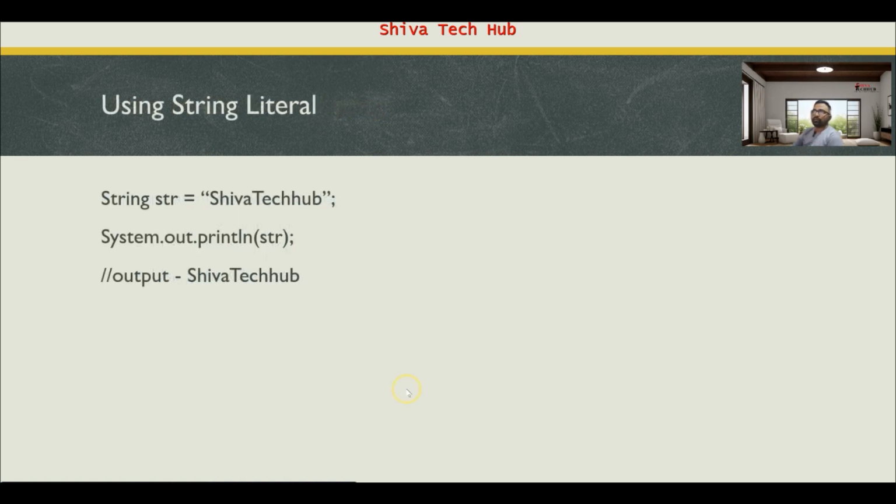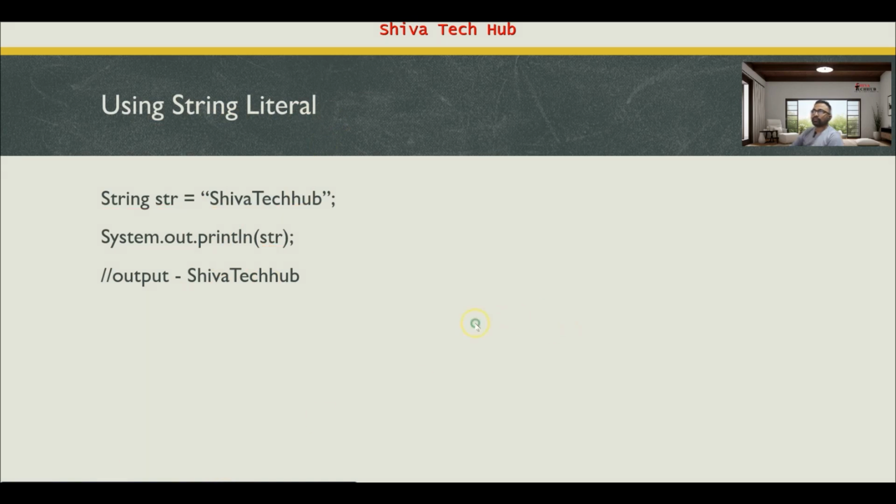So let us try to understand how we can initialize a string by using a string literal. The definition is simple, like we do it for any variable. You need to have the data type, which is String, and str is the name of the variable where we are going to store this particular string. Now if you try to print str, Shiva Tekab, whatever we have initialized, will be printed in the console. That is how we initialize a string by using a string literal.